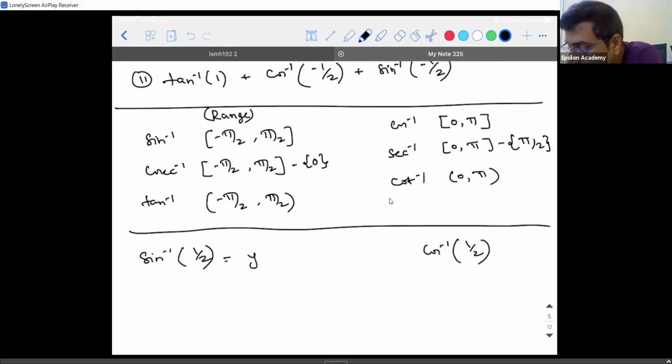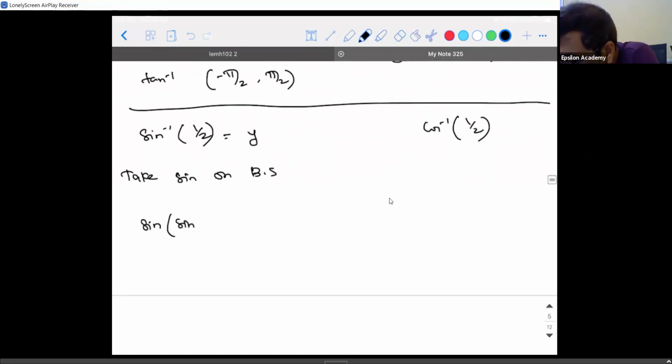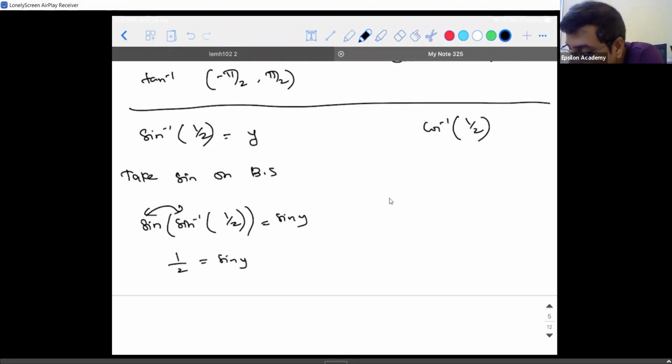The steps to be followed: assume sine inverse of half is equal to y. Take sine on both sides. So sine of sine inverse of half is equal to how much? Sine y. So sine of sine inverse of x is x. That is, half is equal to sine y. Then what is the value of y? What is the acute angle I need to substitute here so that it gives me a half? Pi by 6, correct?